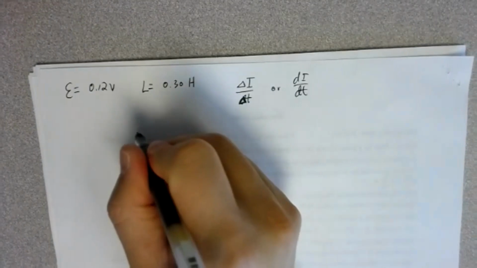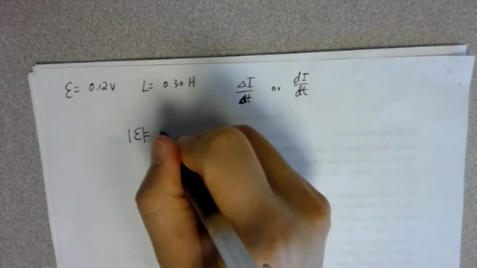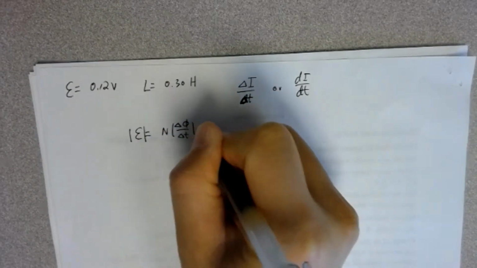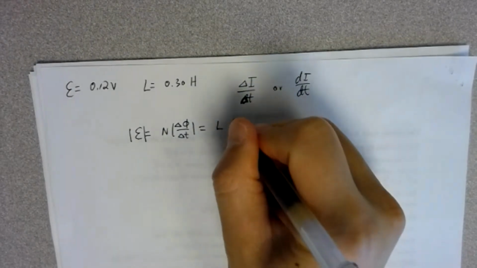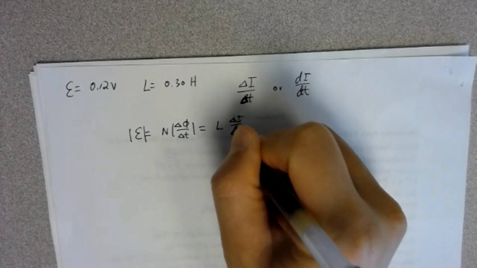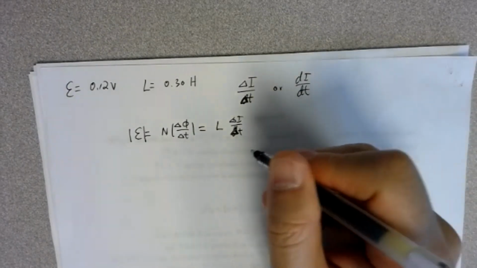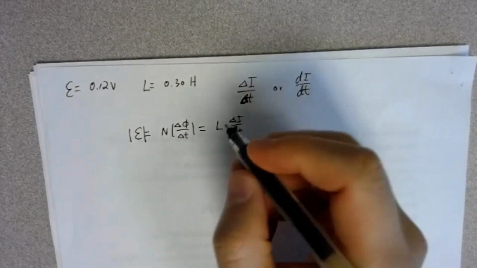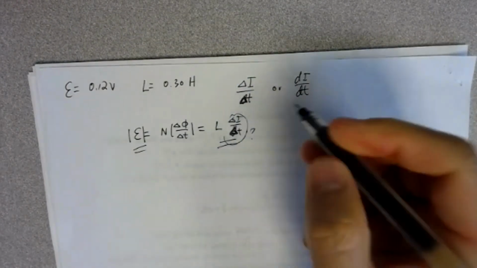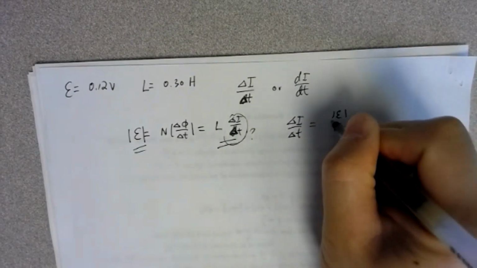All right. So in the previous slide, we know that epsilon is equal to, there are two ways, right? N times delta phi over delta t, or this is also equal to L times delta I over delta t, or dI/dt. Let's just say delta I over delta t, because it looks like this is a constant. So this equals that. We are given these two, we are looking for this one. So straightforward, delta I over delta t should be equal to epsilon over L.